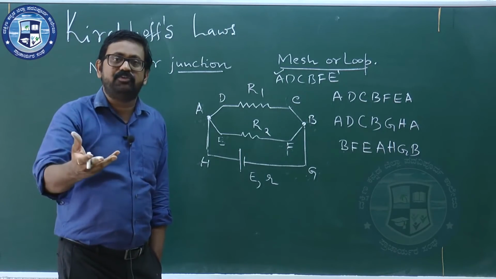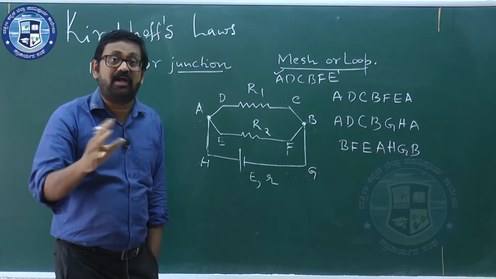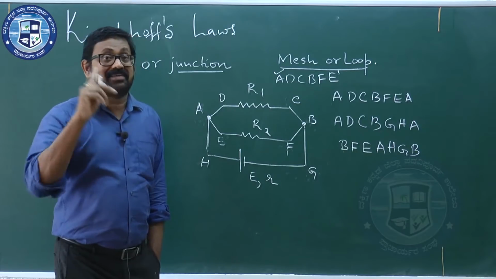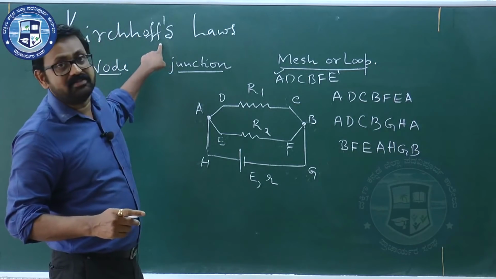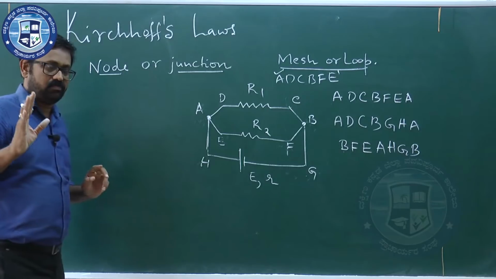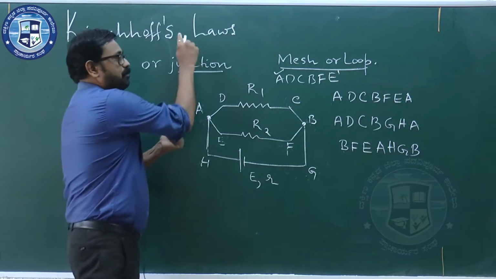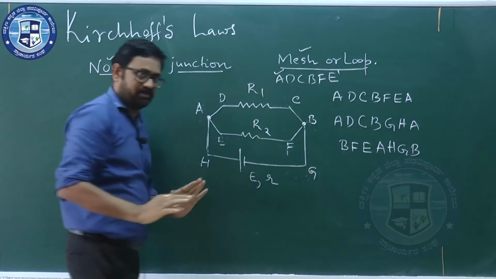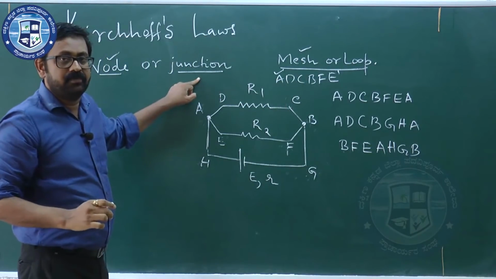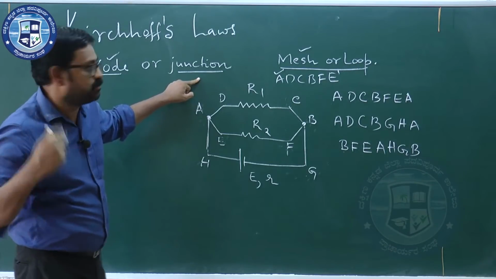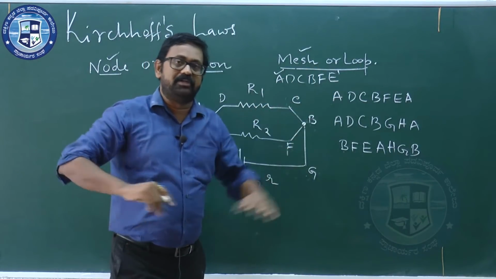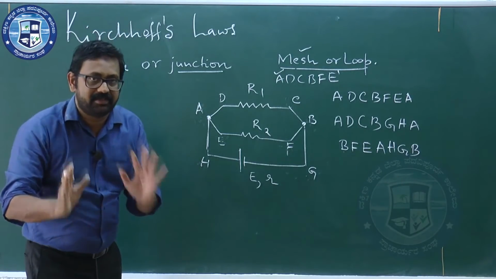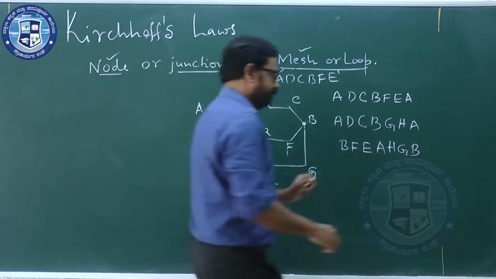Because the direction in which you name a mesh, clockwise or anti-clockwise, takes a very important role when we use a sign convention, when we study these laws called Kirchhoff's laws. So for the time being, before I take up Kirchhoff's laws, you should know the meaning of these two technical words. One is a node or a junction. It is a point where more than two conductors meet. One more is a mesh or a loop. It is a closed path for a current in an electrical network. I think it is clear to you. Okay, let us proceed further.